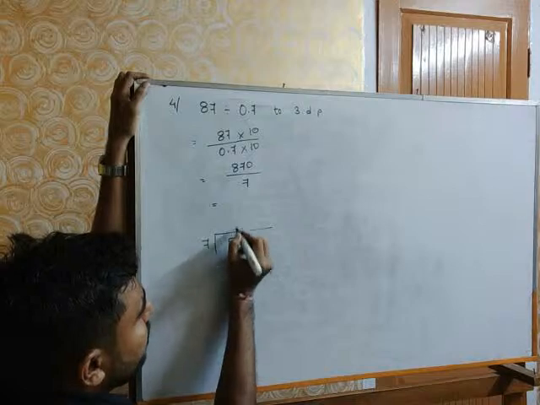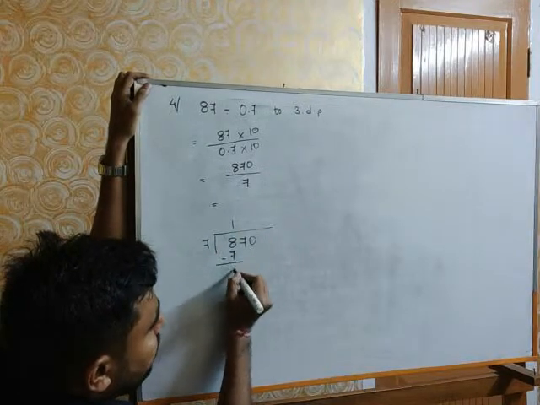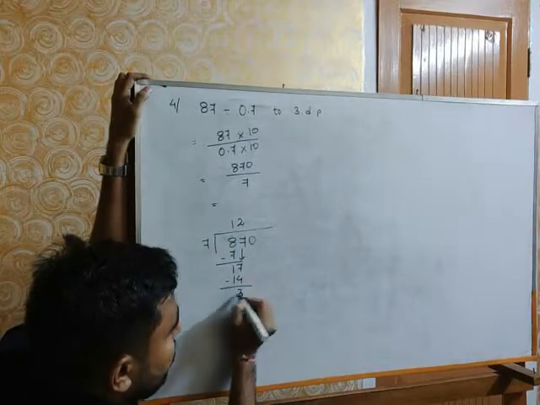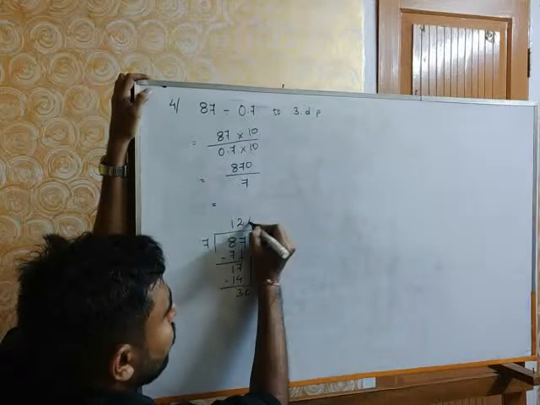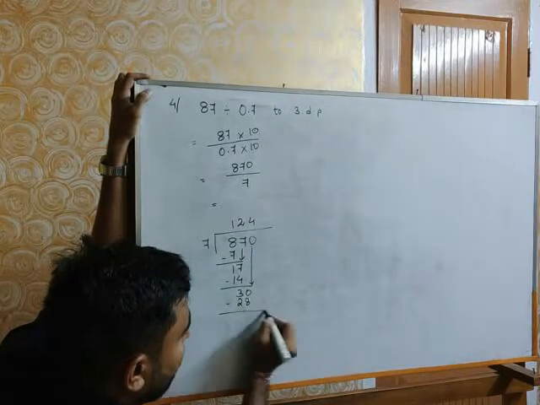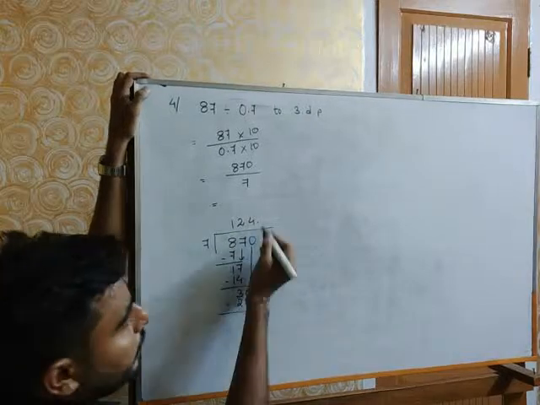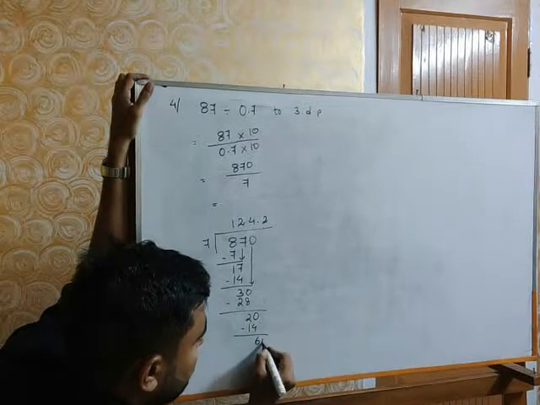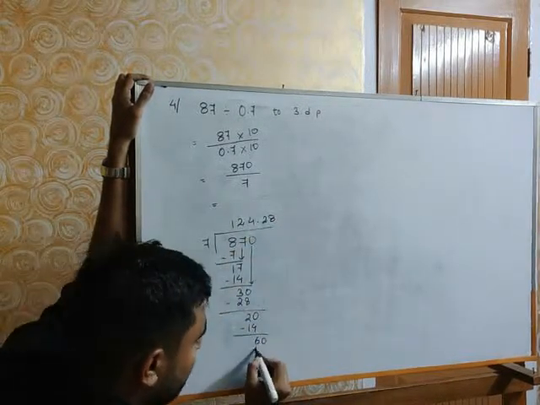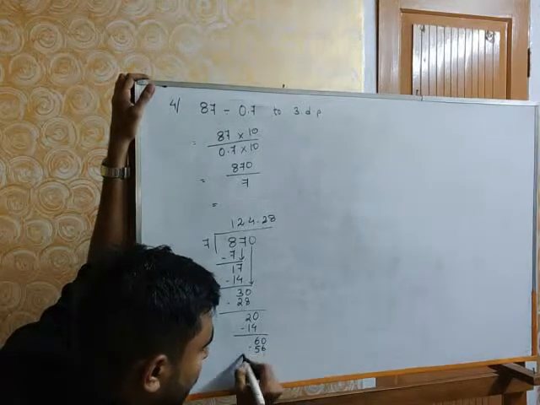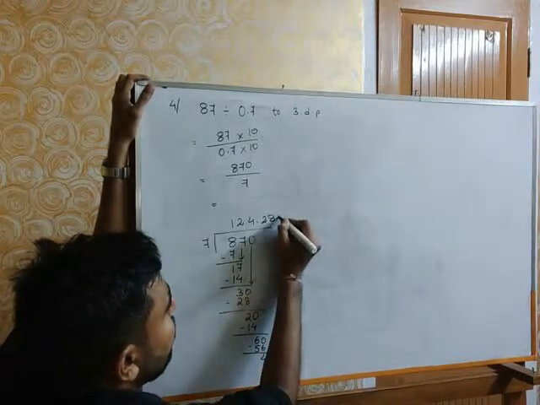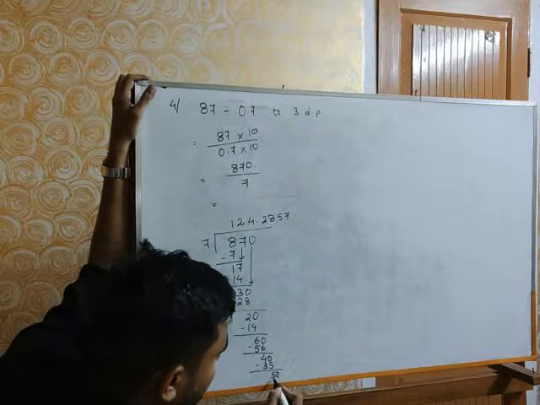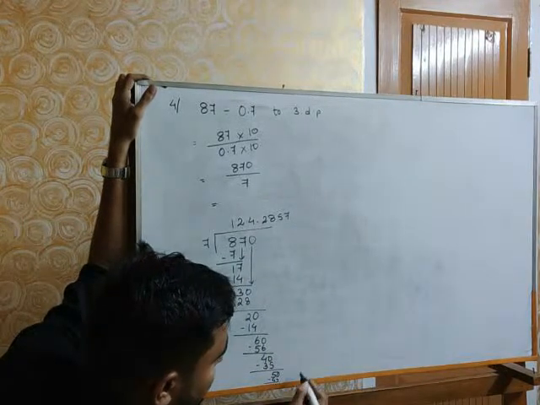870. First digit is 8, so 1 times 7, remains 1. What is the next number? 7. 2 times 14, what remains? 3. 0 will come down. Okay. 4 times 28 remains 2. Point. I have taken the decimal. 7 2 times 14 remains 6. 60. 7 8 times 56 remains 4. 40. 7 5 times 35 remains 5. 50. 7 7 times 49 remains 1.